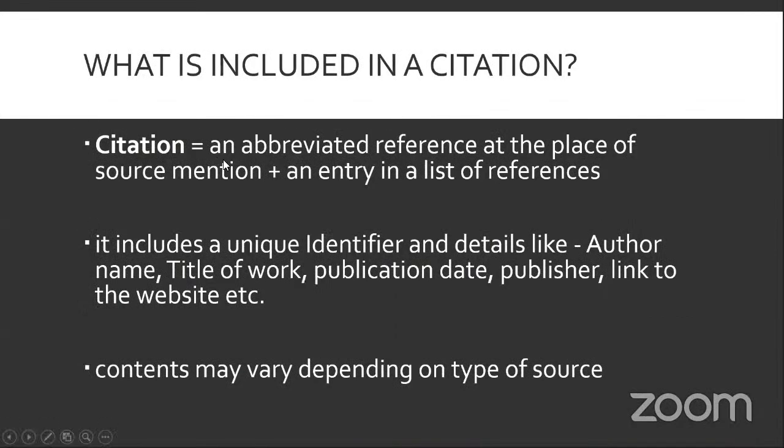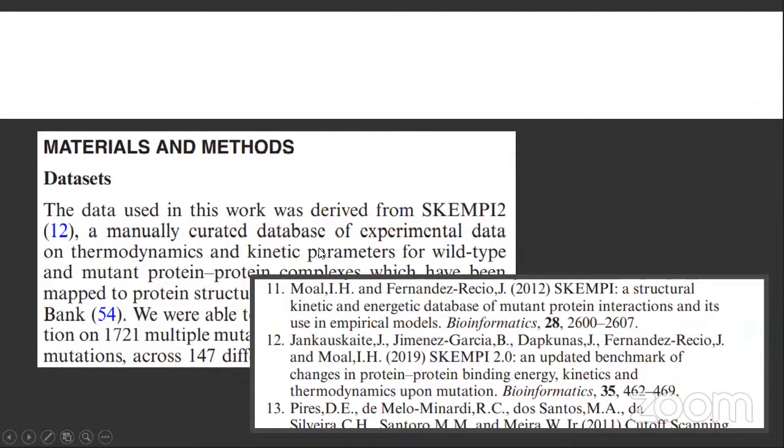So when I say that it is made up of two parts, the abbreviated reference at the place of mention and an entry into the list of references, here you can see this particular example. This is a piece of original work that has been written as a scientific document. As you can see, for example, in this particular statement, the data used in this work was derived from this particular database, and they have given an identifier for this statement. This identifier links back to the list of references. It is reference number 12, and in the list of references, number 12 will have the details of that work.